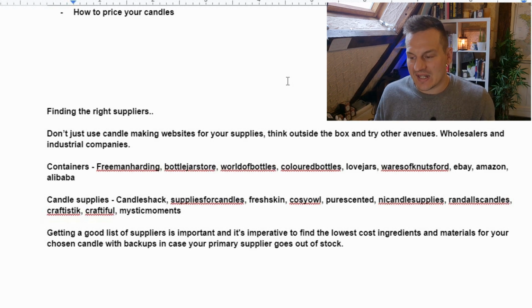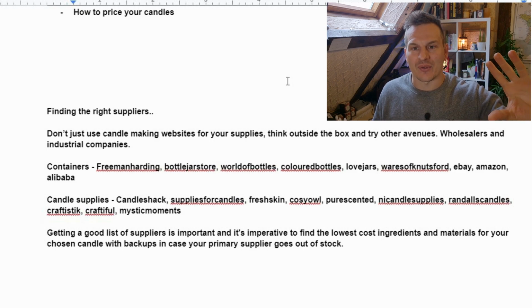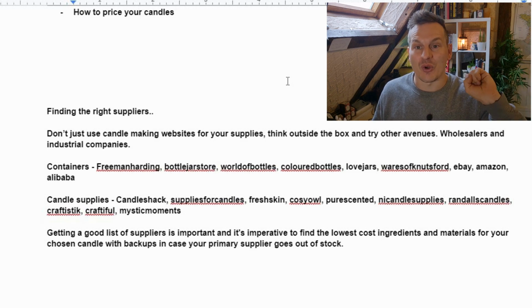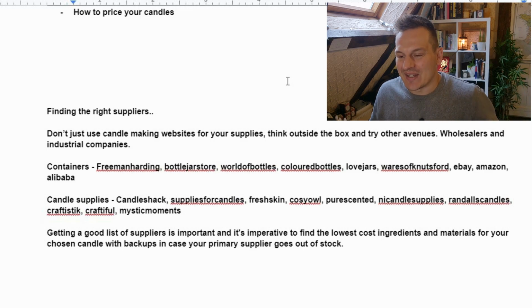This just saves any headaches. Trust me, I've been through all of it. I've relied on places where I thought I could get the one thing all the time, and then boom, they're out of stock. And that is my whole business ruined until they restock it. So you need to really have some good backup options.